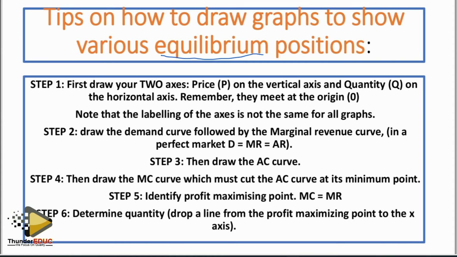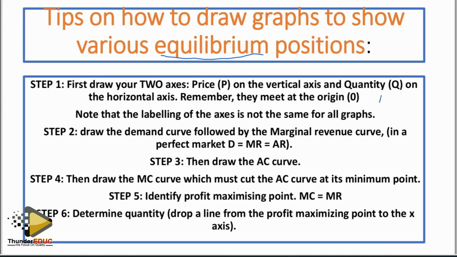So now let's check step 1 on how to draw graphs to show various equilibrium positions. Step 1: first you draw your two axes, price P on the vertical axis and quantity Q on the horizontal axis. Remember, they meet at the origin. Okay, right. So now note that the labeling of the axes is not the same for all the graphs.